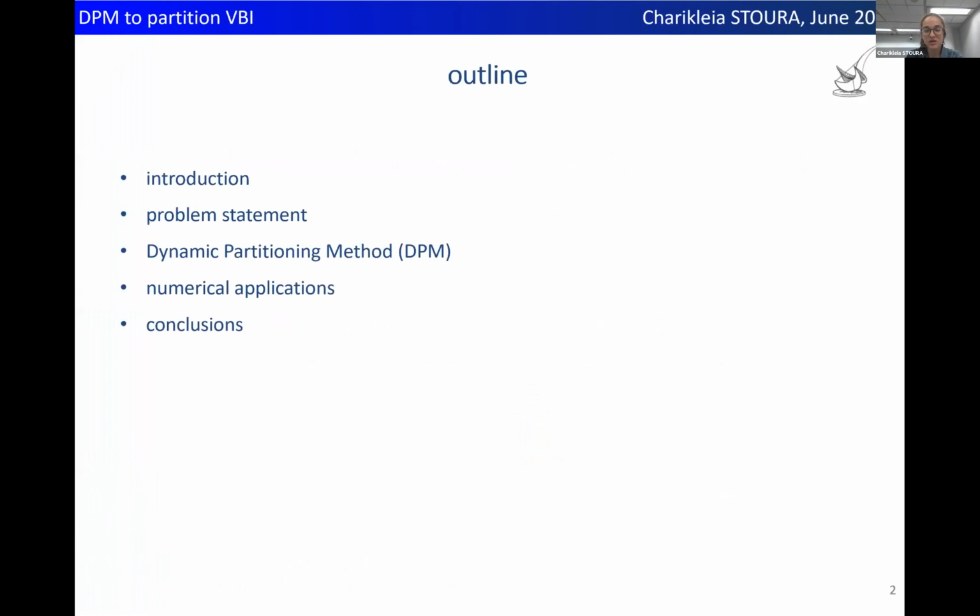So in this presentation, I will show you some main features of current numerical algorithms to solve the vehicle bridge interaction problem. Then the main premise on which the partitioning of the vehicle bridge system is based, and also how we formulate the problem via dynamic Lagrange multipliers. And finally, some numerical applications to show the applicability and also the performance of the dynamic partitioning method.